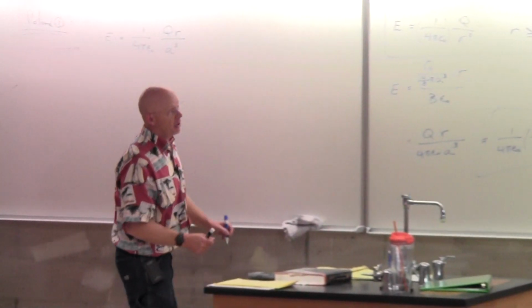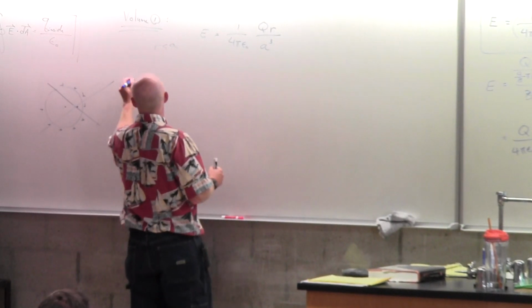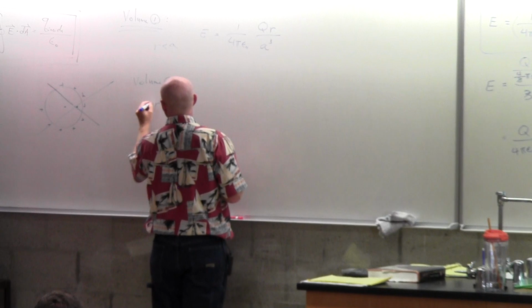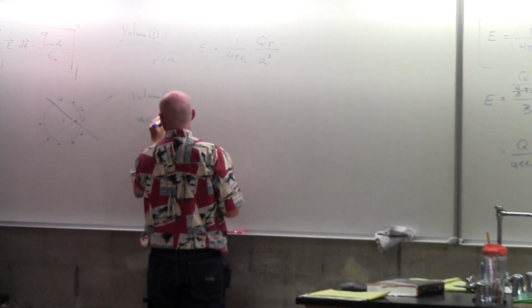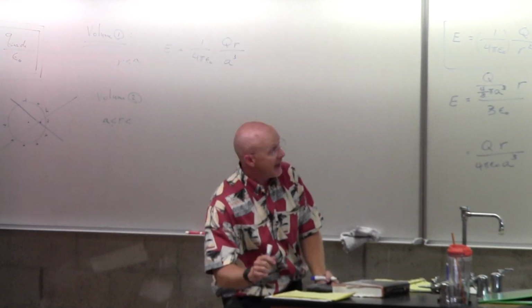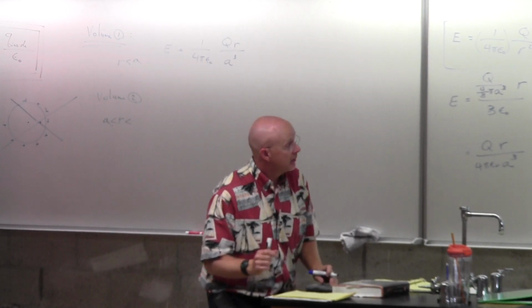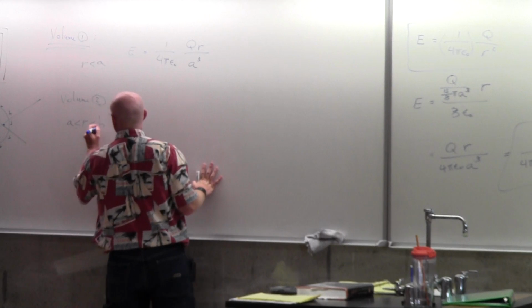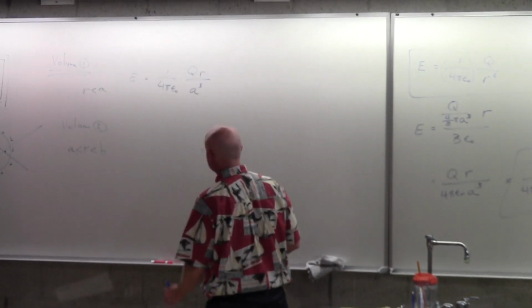How about what your author calls volume number 2, where r is greater than a, but less than b? What's the electric field?